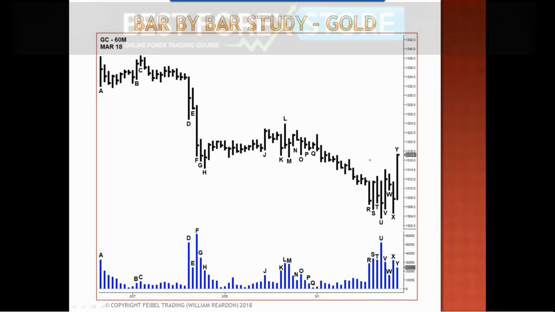And then bar V. This is a key bar. U is a very, very big question mark. And then V is key. We have a wide spread with, we'd say, average volume. Why? Because of our S and T. So it's average volume, wide spread. Up bar. Closes firm. Highest close out of all this price action.